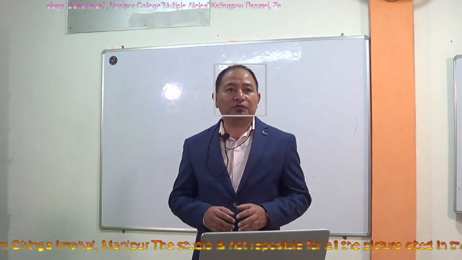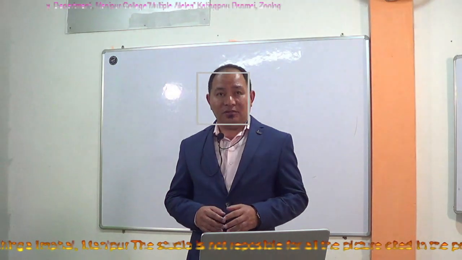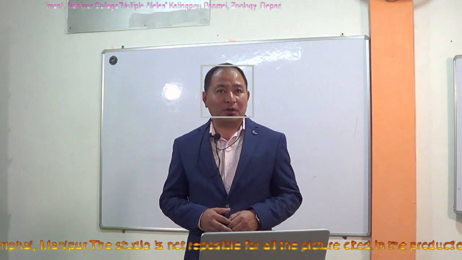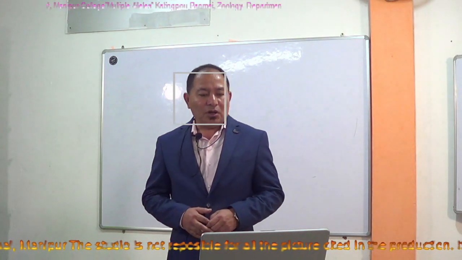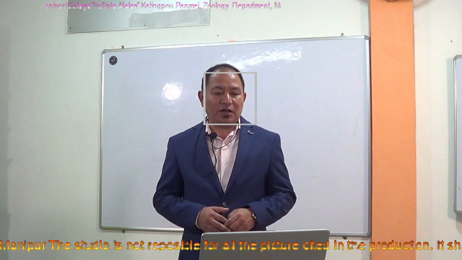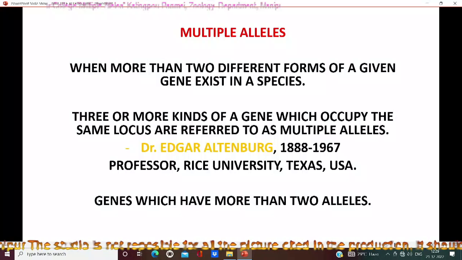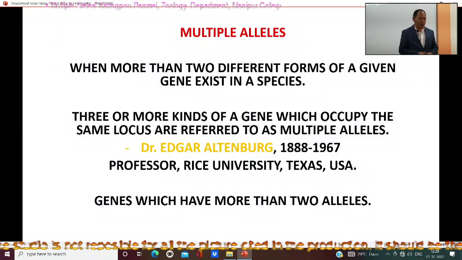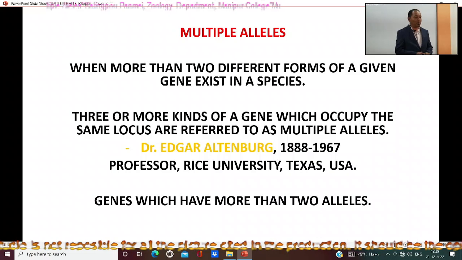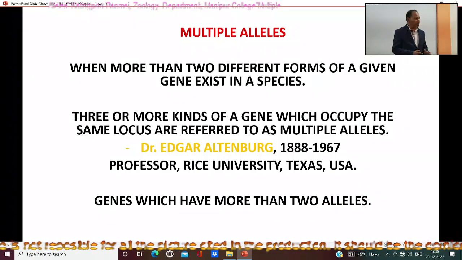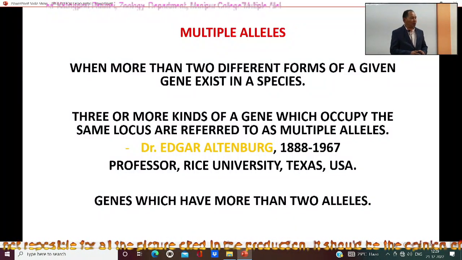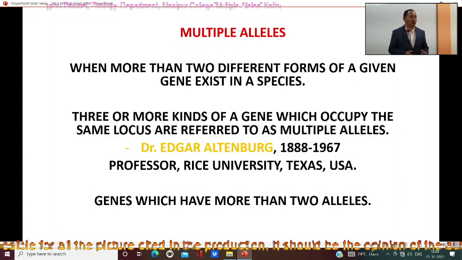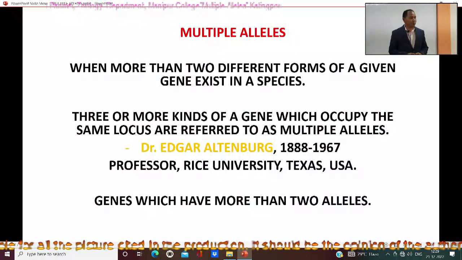When more than two different forms of a given gene exist in a species, they are referred to as multiple alleles. According to Dr. Edgar Altenberg, three or more kinds of a gene which occupy the same locus are referred to as multiple alleles. In brief, genes having more than two alleles are said to be multiple alleles.